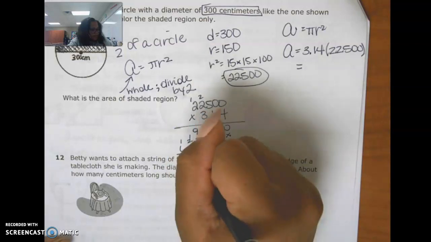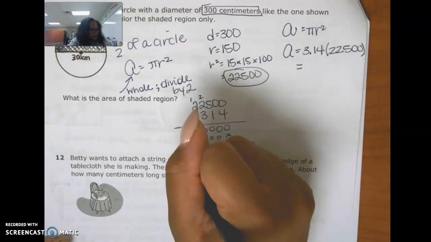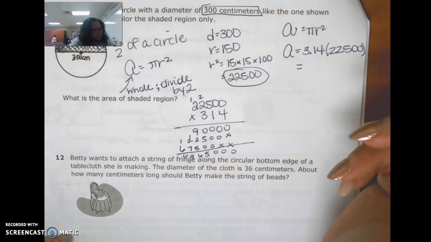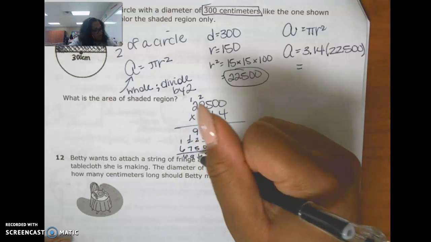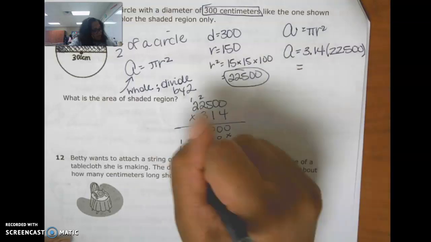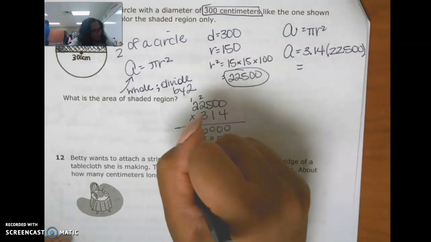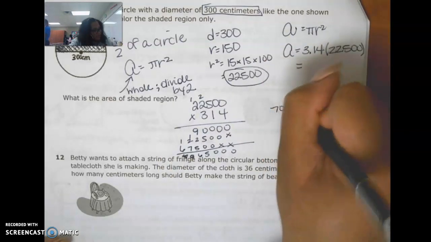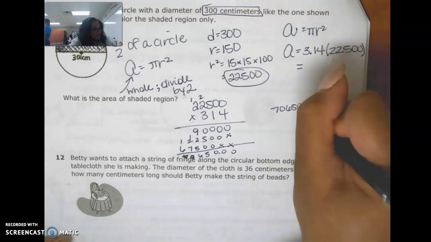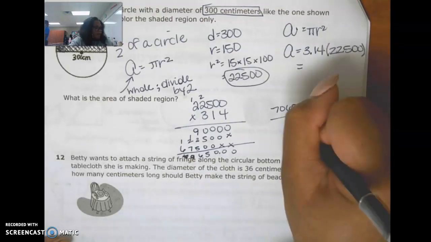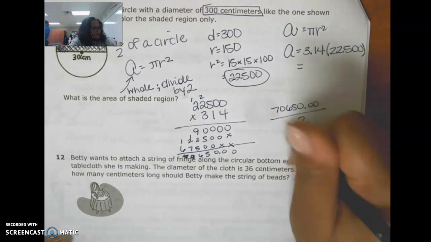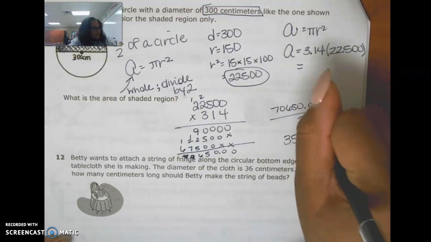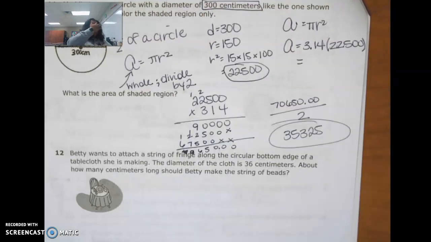Oh wait, no, this is 9. And this is 6. 6, 9, 6, 5. Oh no, this is 0. And this is 7. So 7650 with 2 decimal places right there. Then cut it in half. Half of 70 is 35. And half of 650 is 325. Boom.